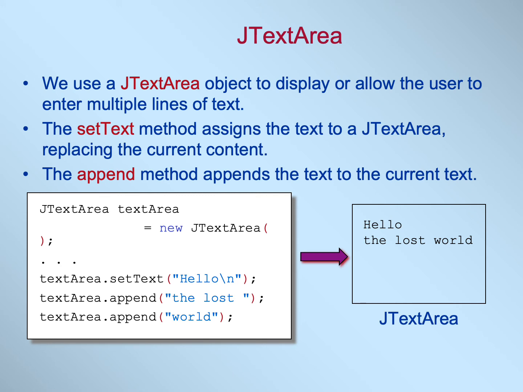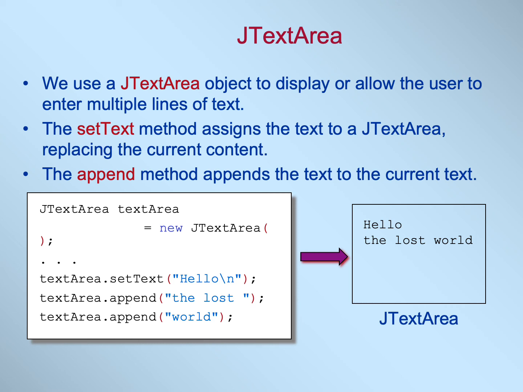JTextArea: we use a JTextArea object to display or allow the user to enter multiple lines of text. In JTextField, only a single line of text. The setText method assigns the text to a JTextArea, replacing the current content. The append method appends the text to the current text.